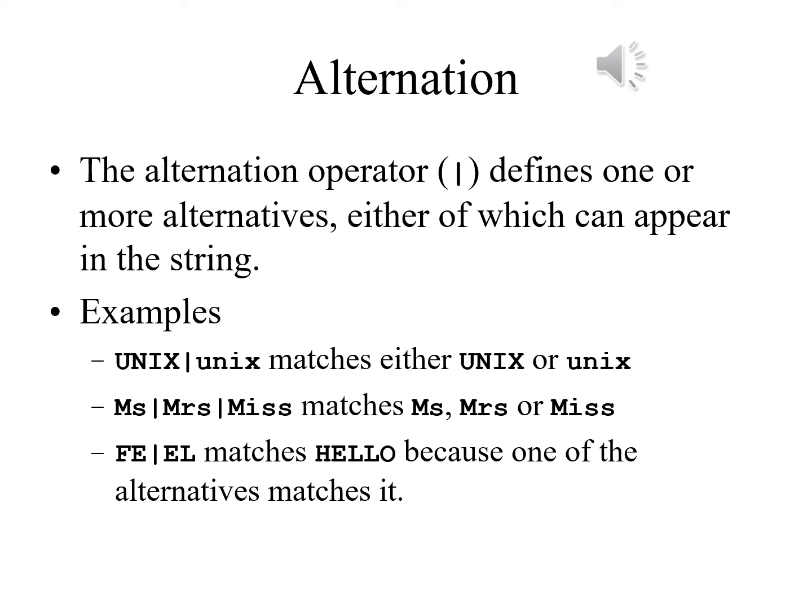So when you see here, Unix in all uppercase, vertical line, Unix all in lowercase, that will match Unix in either one of these two cases. Ms, vertical line, Mrs, vertical line, Miss, will match Ms, Mrs, or Miss. FE, vertical line, EL, matches hello because one of the two alternatives, namely the second, matches it. It is important to note that there is no blank space in between either of the choices and the vertical line. Otherwise, it won't work correctly.